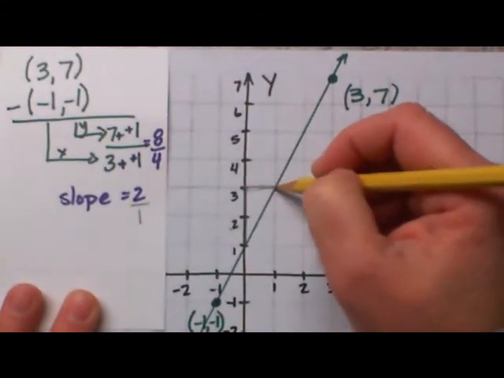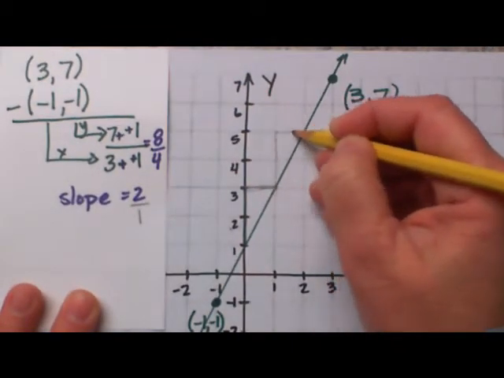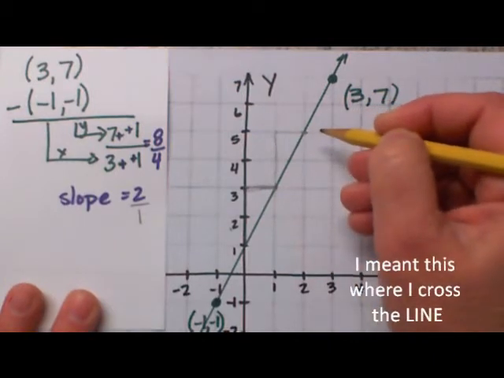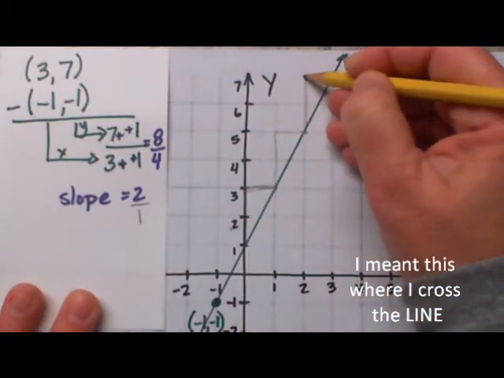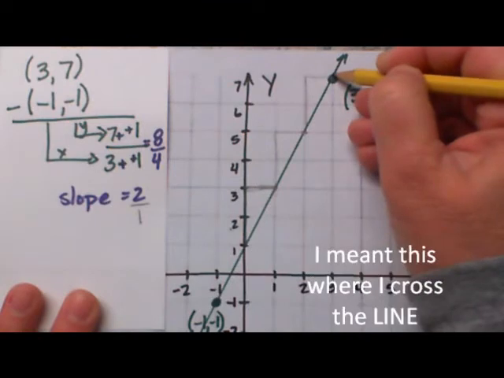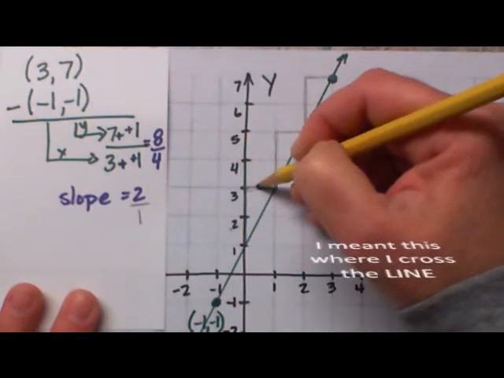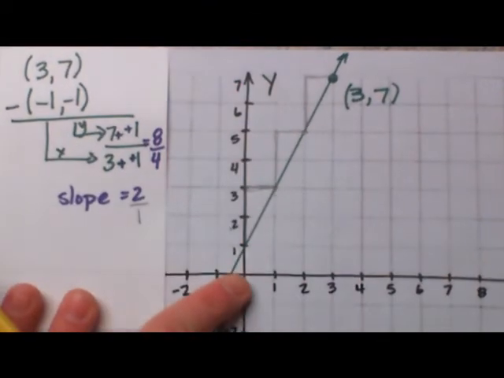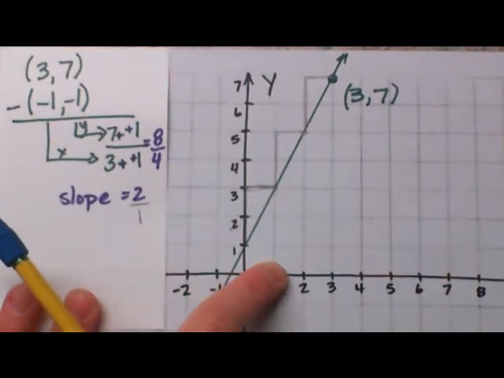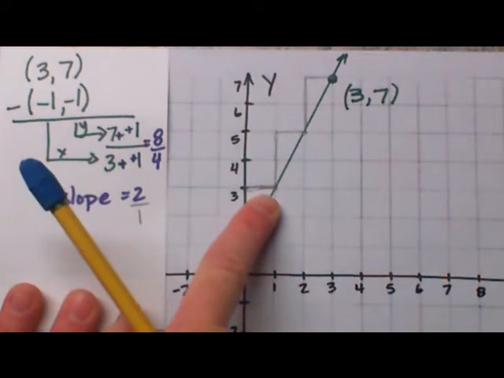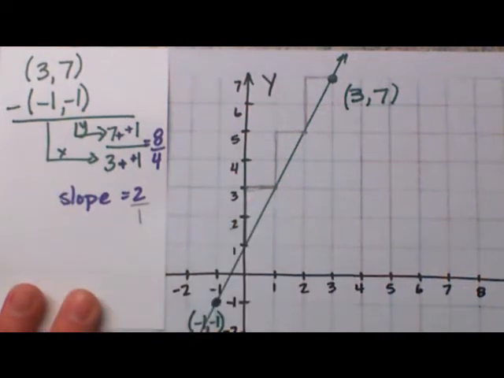Now, I should be able to go up 2 more steps and over 1 more step and cross the graph again, which I can, and up 2 more and over 1 more, and I cross the graph again. So this is just a way to show yourself what it means. Every time I take 1 step in the positive x direction, I'm going to go up 2 steps in the positive y direction. There's your slope.